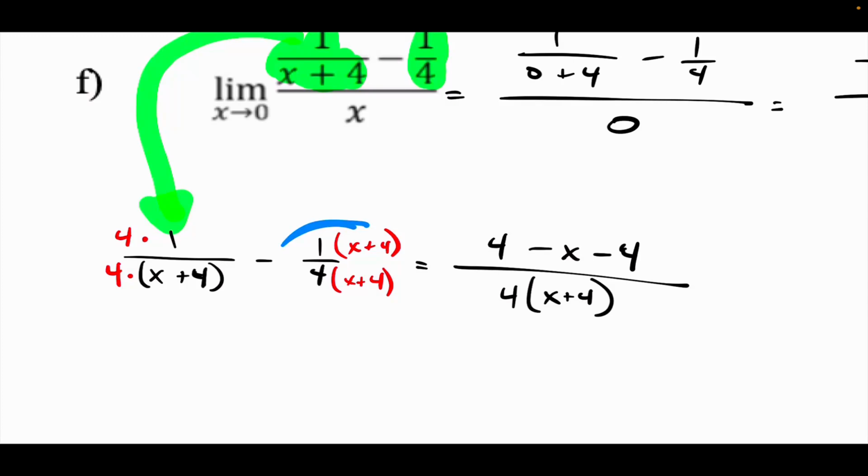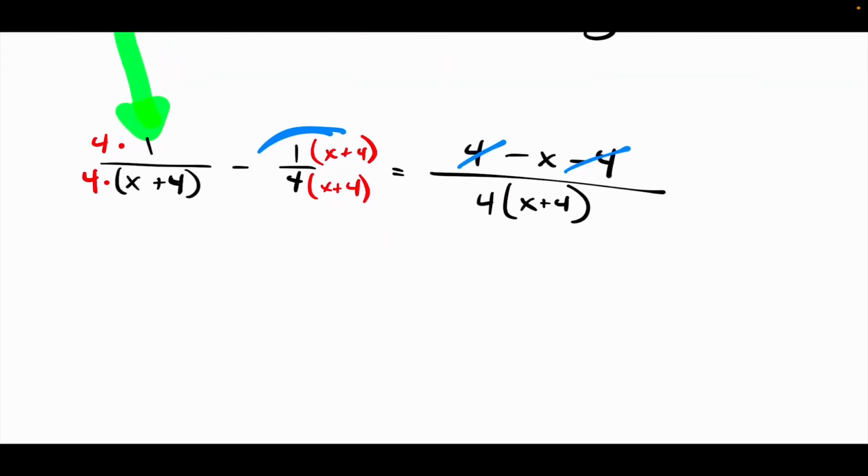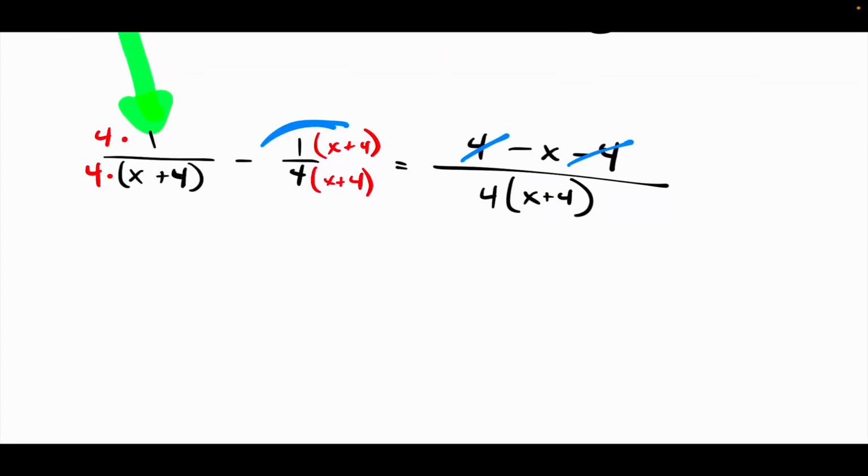So negative x, yeah. So wouldn't that just be a plus x? No, it's going to keep the negative in front. It stays a negative because it was negative 1 times x, so it's going to stay negative. So it's going to be negative x, or negative 1x, over 4x plus 4.